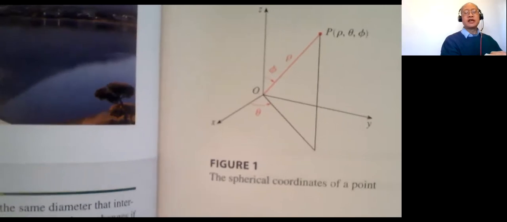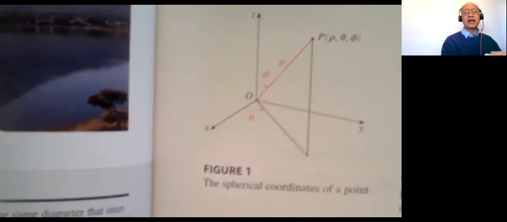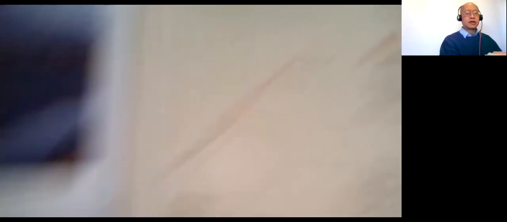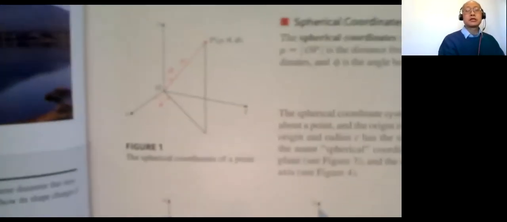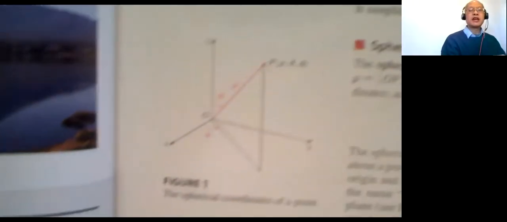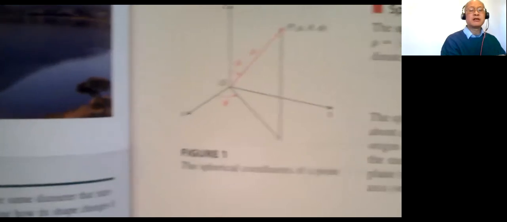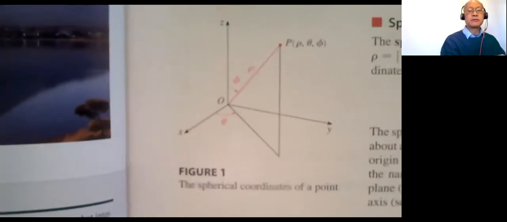Okay, so phi is not the angle of elevation. It's actually 90 degrees minus that. You have to imagine starting by looking straight up the positive z-axis and then coming down a certain angle. Okay, so we have rho, theta, and phi. Rho, theta, phi.